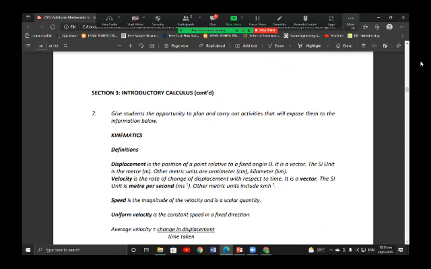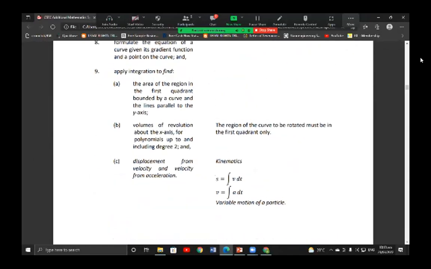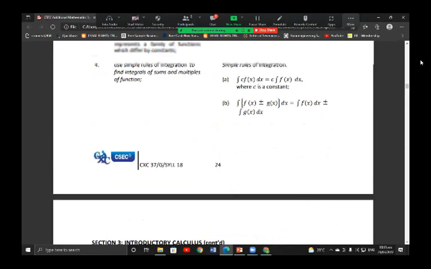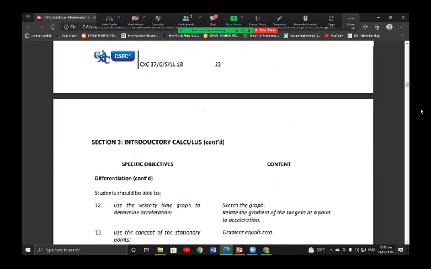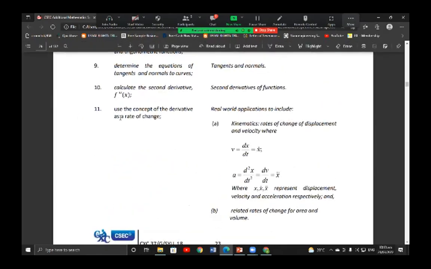Okay. So kinematics. This is the third section of your syllabus and it's introductory calculus. And kinematics comes under this, right? So you'll see it in differentiation. Hold on, where is it? Okay, here. So when you're doing rates of change for differentiation, it actually involves kinematics, right? So we'll be doing that soon.